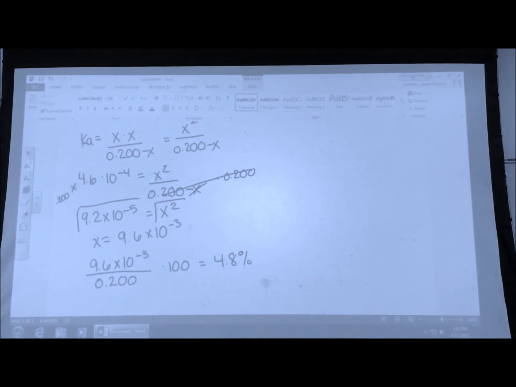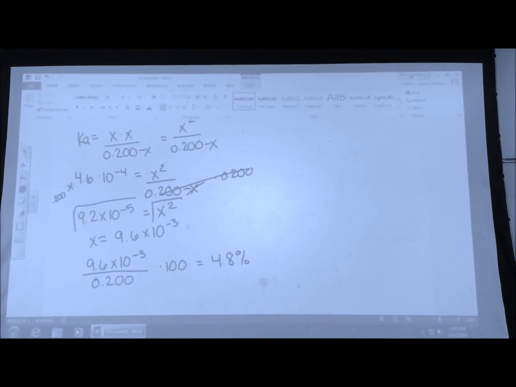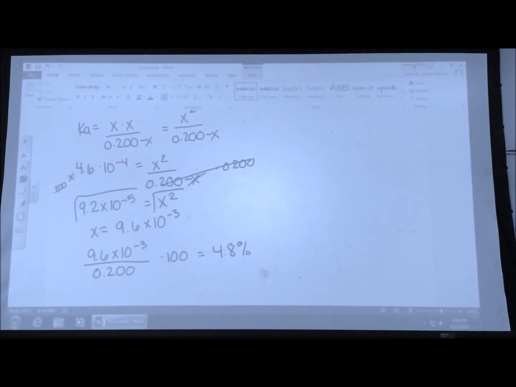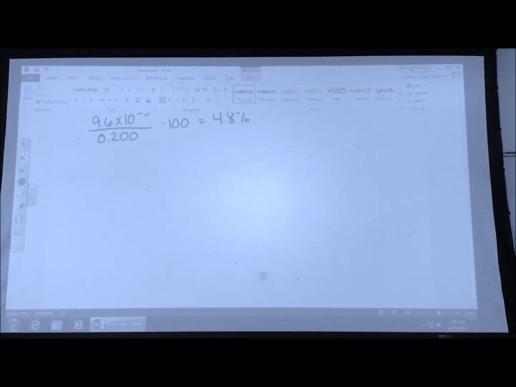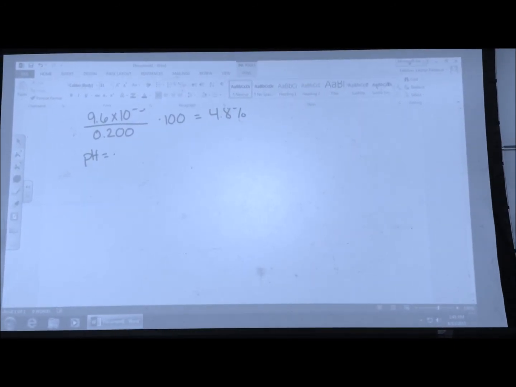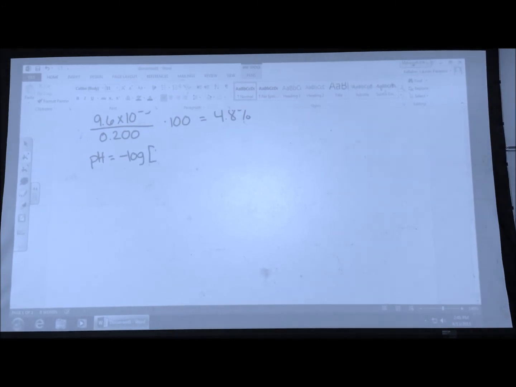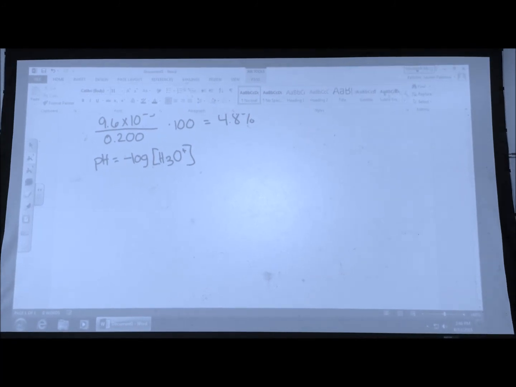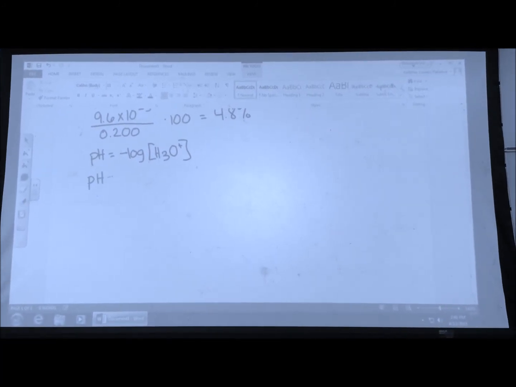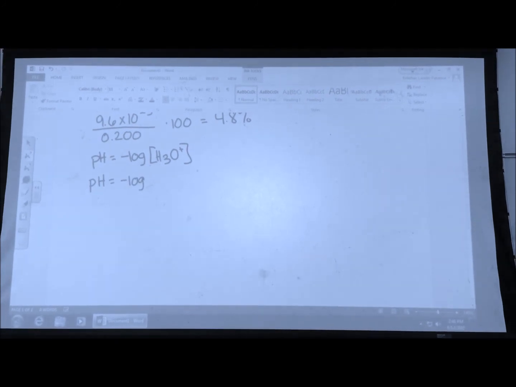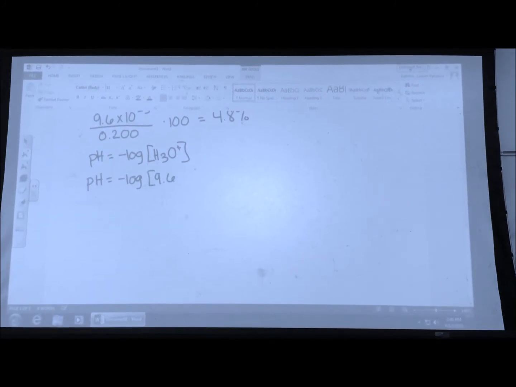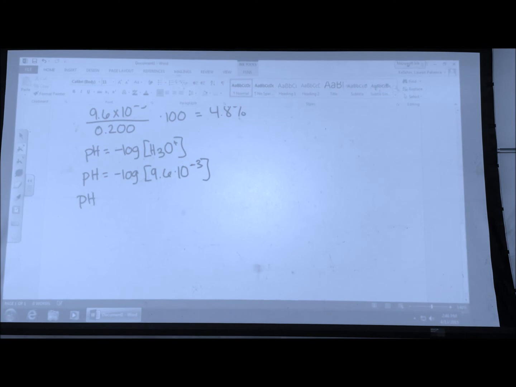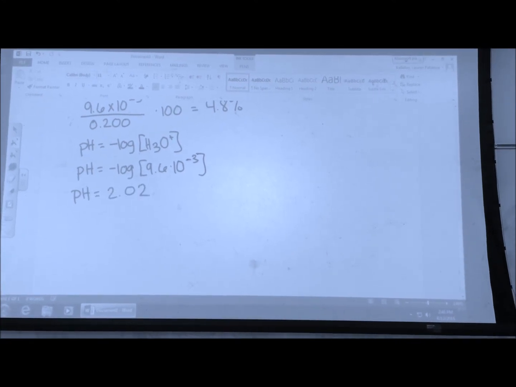Throughout this, don't forget what x represents, the hydronium ion concentration produced. That means we use this value to calculate the pH of the solution. We know that the pH equation is pH equals the negative log of the hydronium ion concentration, which we just found above. So we can plug these values in to see that pH equals the negative log of 9.6 times 10 to the negative third. By plugging this into your calculator, you'll find that the pH equals 2.02.